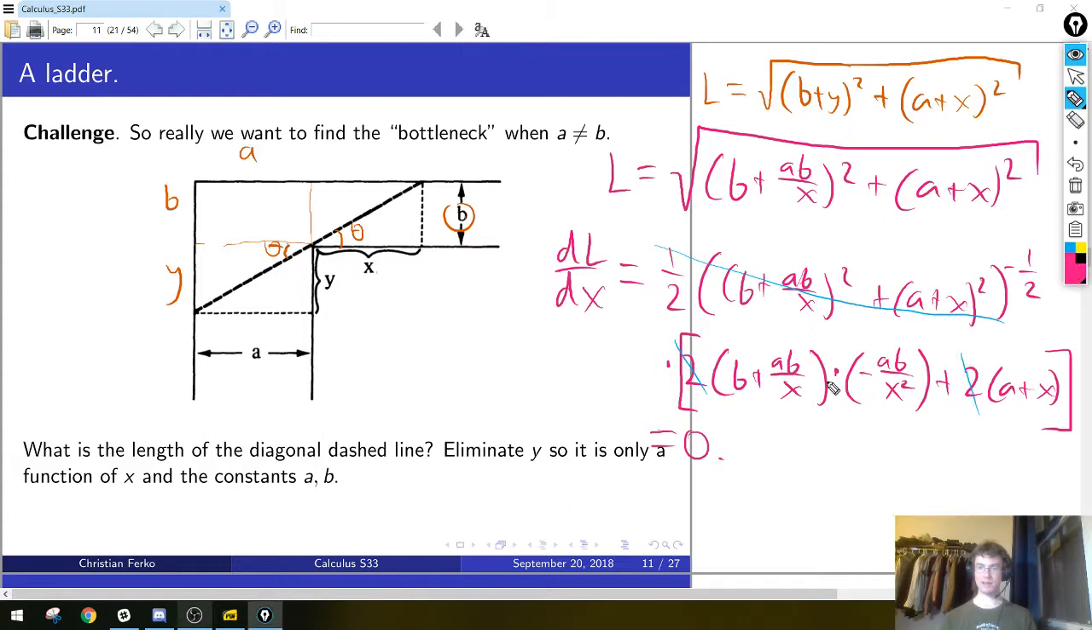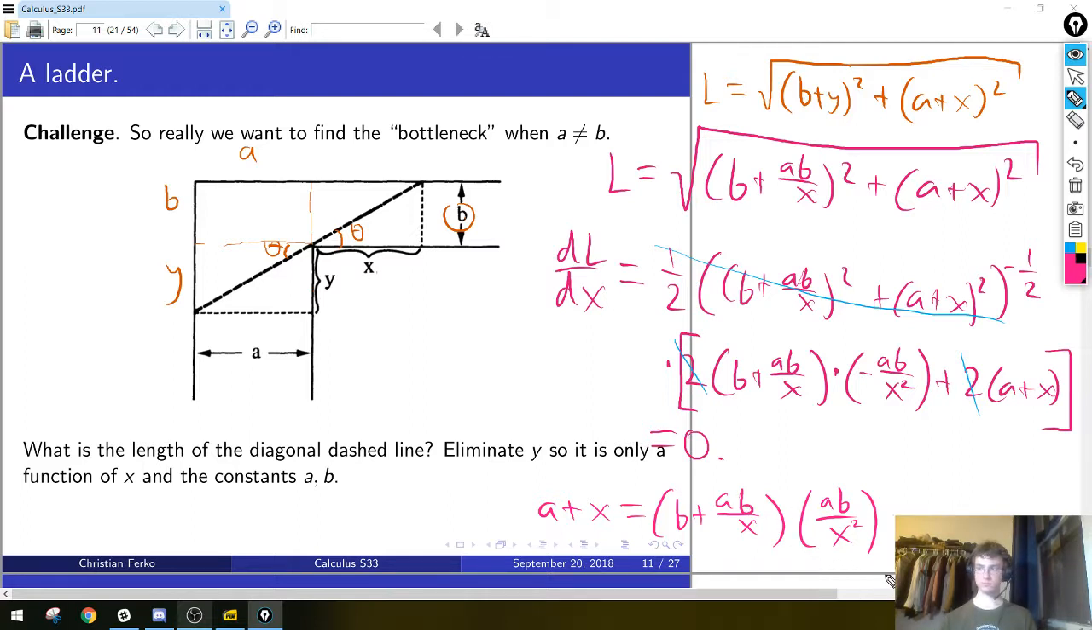If the 2's go away, I think we can move this to the other side, because it comes with a minus sign. So we're going to get a plus x equals b plus ab over x, times ab over x squared, right? I think that's right. We're trying to solve for x, to find where this is a critical point. What should I do to solve this equation for x now?